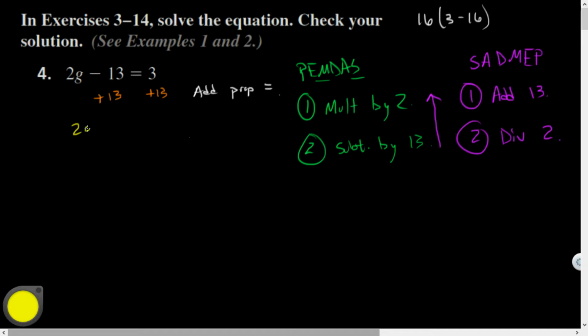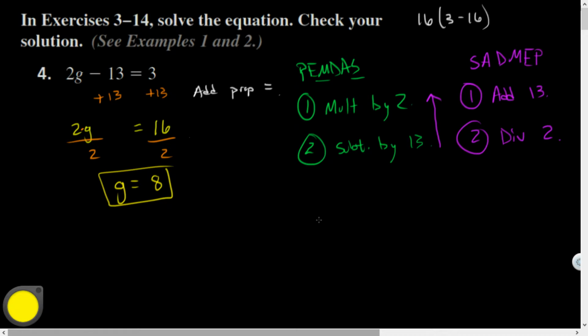I'm trying. So let's see, 2G, these 13s cancel out. It'll equal 13 plus 3, which is 16. And now, according to our process, we divide both sides by 2. The inverse operation of multiplying by 2 is dividing by 2. And so I'm going to get G equals 8. That's the idea. I did 2 inverse operations.